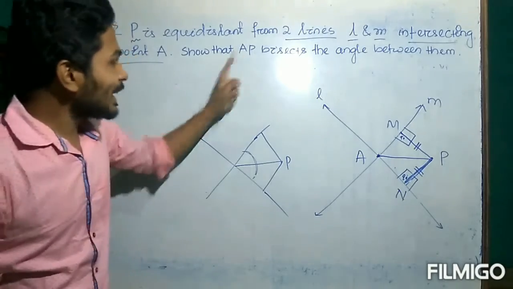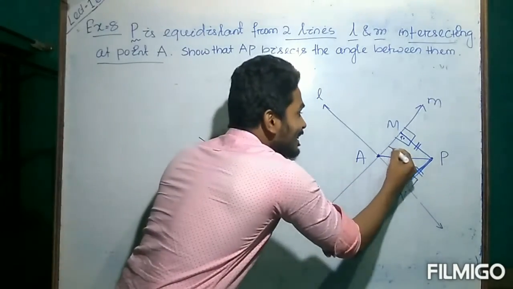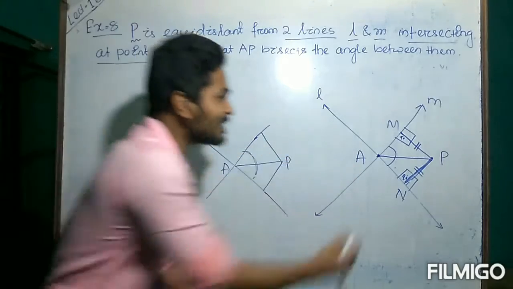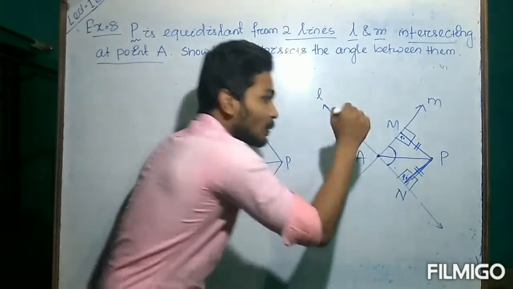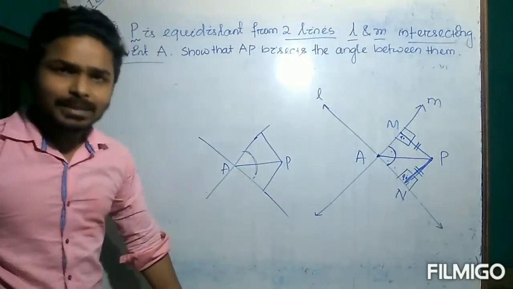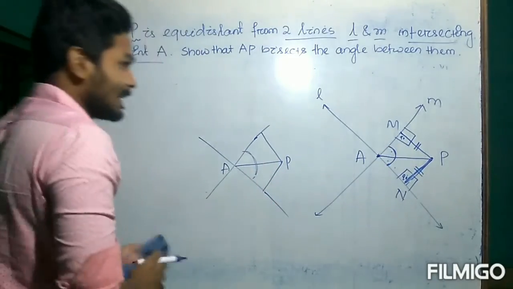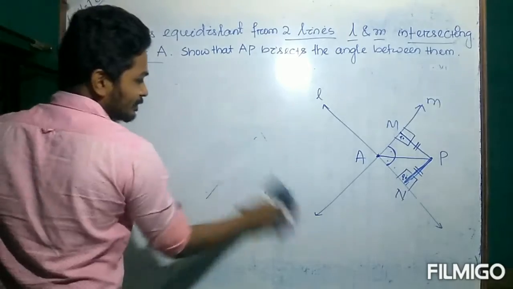Now you have to find that AP bisects which one? Which angle? This angle. Angle between them means AP bisects this angle. We have to prove that this angle is equal to this angle. Angle bisector means what? This angle is equal to this angle. We have to prove that. Okay. So let us prove it.